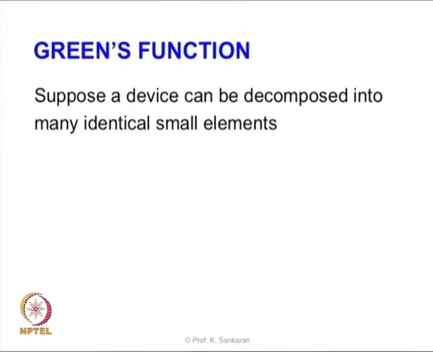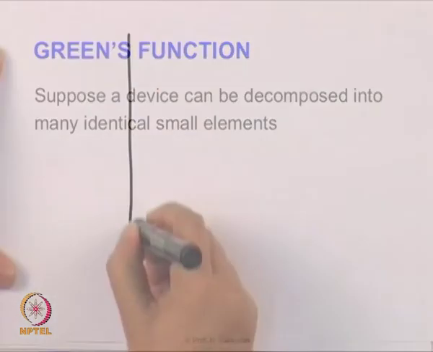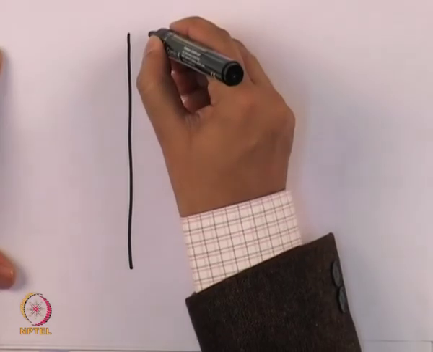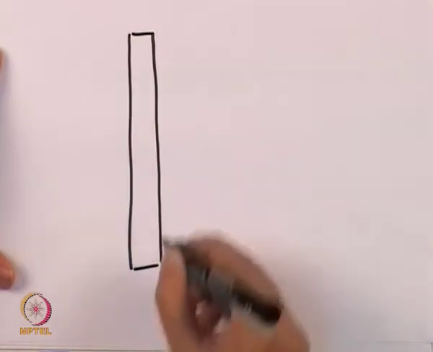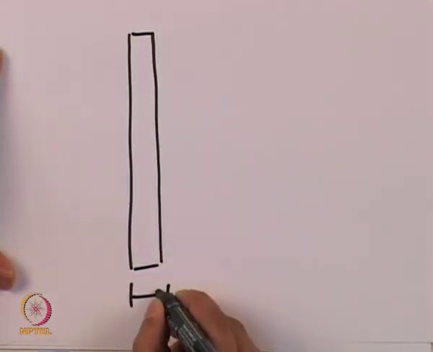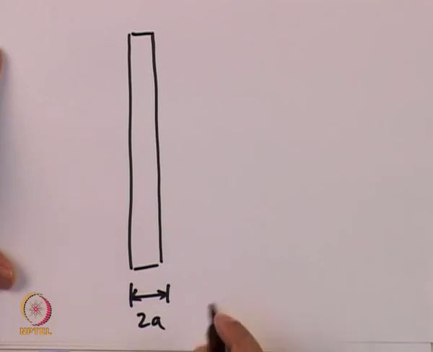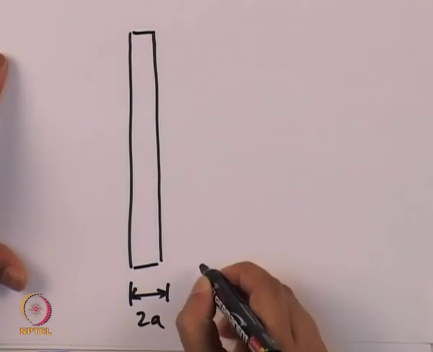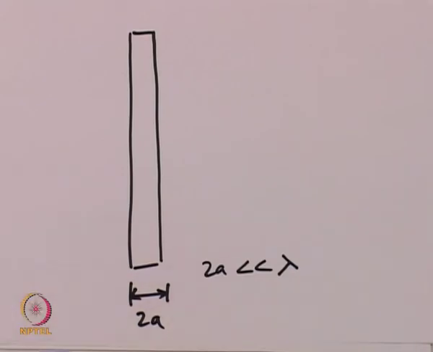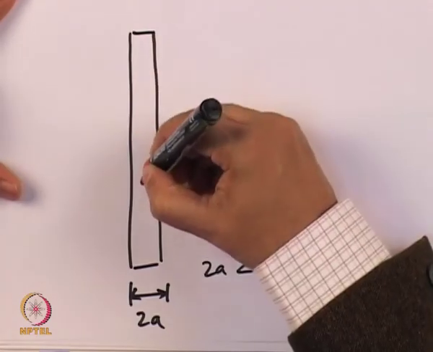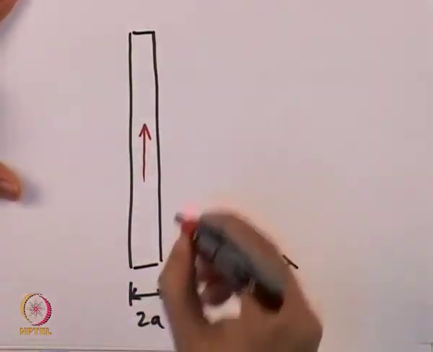a simple antenna which is a very thin wire antenna, and I am going to zoom it to show its cross section. The cross section here is, let us say, 2a, and this 2a is very small compared to the wavelength. So 2a is very small compared to the wavelength. And now suppose that this antenna is oriented in the z axis, so this is the z direction.